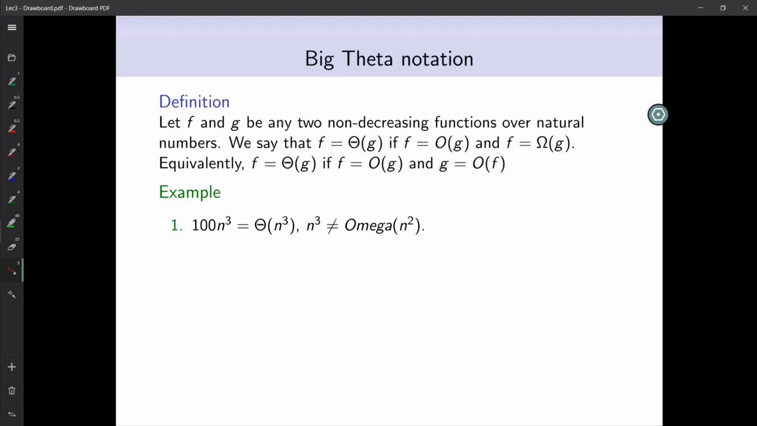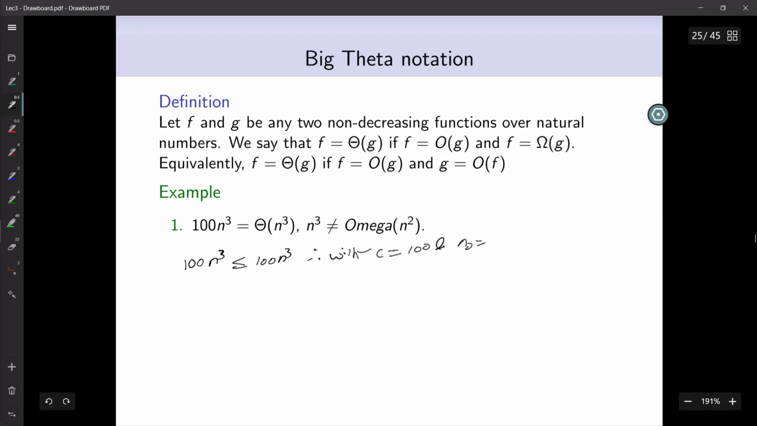So this example does it. 100 n cube is theta of n cube. Let's see why that is. 100 n cube is less than or equal to 100 n cube. Therefore, with c equal to 100 and n0 equal to 1, 100 n cube is order of n cube. Now we want to say that 100 n cube is omega of n cube. And that's what we needed, right? We are using the first definition.